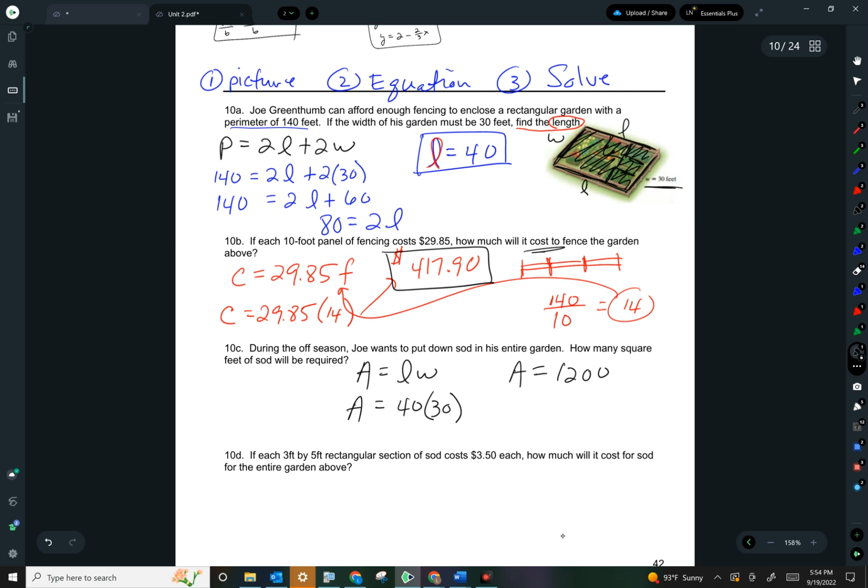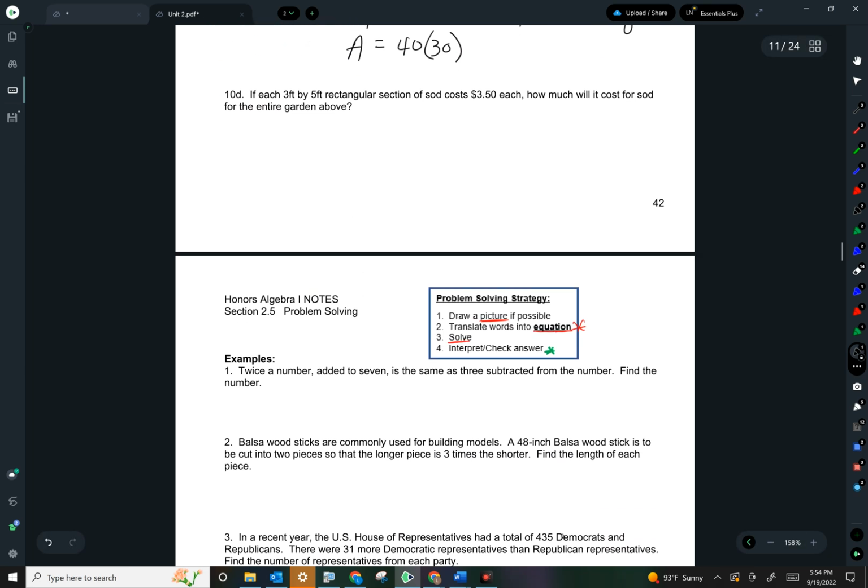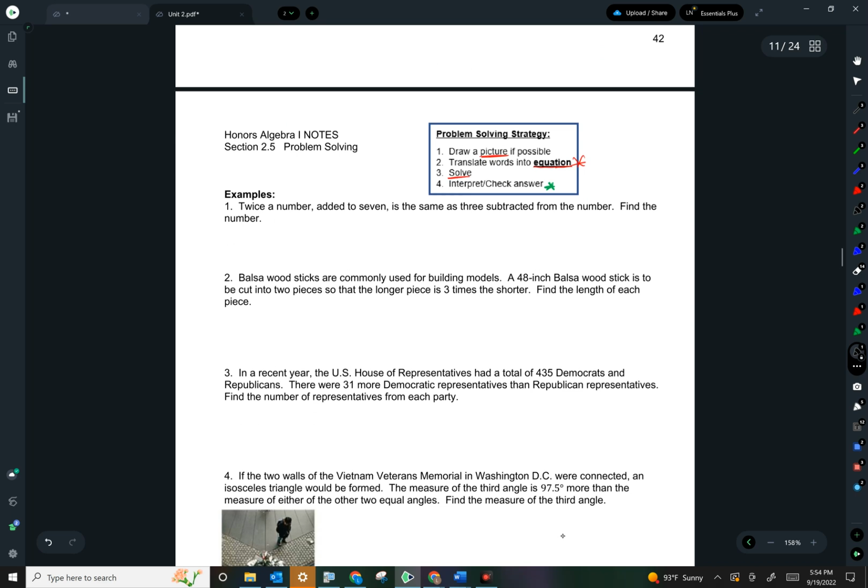Have I answered the question? How many square feet of sod? Yes, there will be 1,200. This is the notation for square feet. Okay. Let's see, I think I'll leave 10D for you for later. We'll talk about that. Let's go on and look at some more kinds of problems.